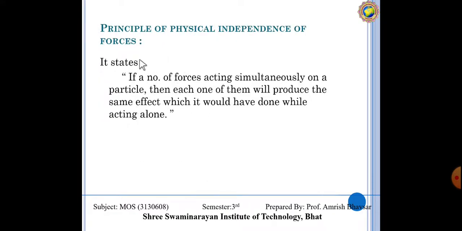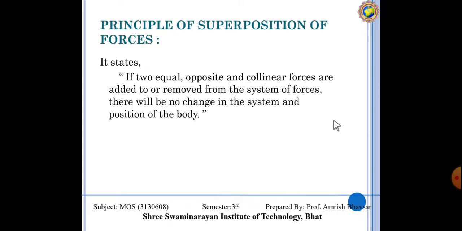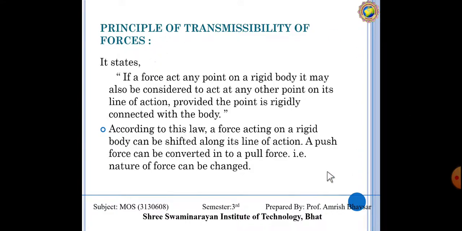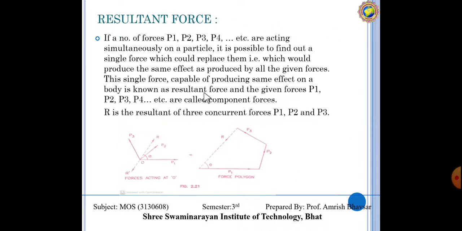After that, principles of physical independence, then superposition of forces, then transmissibility of forces, that we have understood in previous lectures. The most important thing is resultant force. So what is resultant force? Whenever a number of forces are acting on a body, the body is going to move in a single direction. That direction, and the magnitude of the force in that direction, is called the resultant force. And this is the most important thing for us.